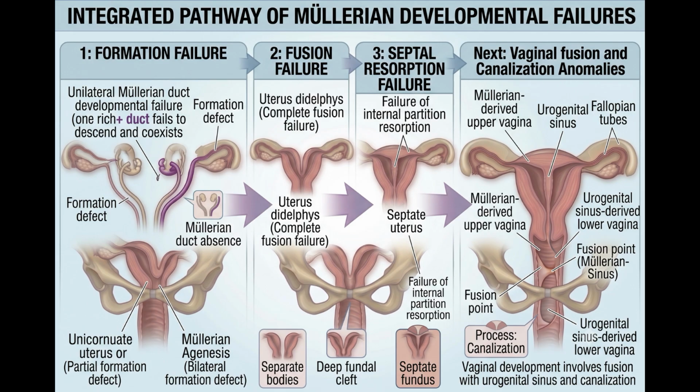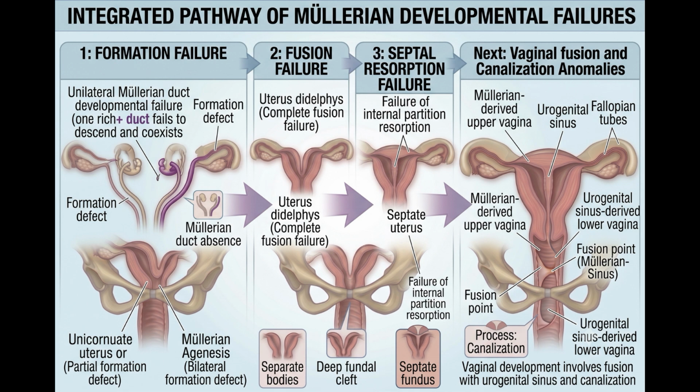The developmental sequence is therefore straightforward. If the Müllerian ducts fail to form, formation defects occur. If they fail to fuse, fusion defects occur. If they fuse normally but fail to remove the intervening septum, septal resorption defects occur. With these three embryological mechanisms complete, we can now move beyond the uterus to study congenital anomalies of the vagina, where the developmental errors involve fusion with the urogenital sinus and canalization rather than Müllerian duct fusion alone.